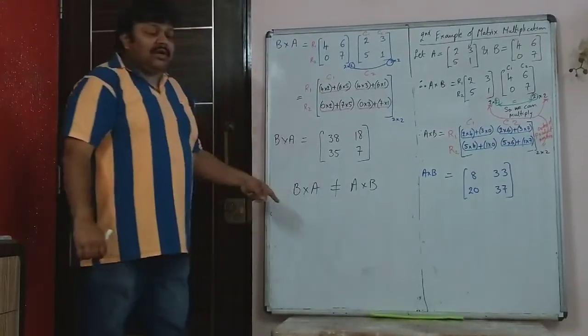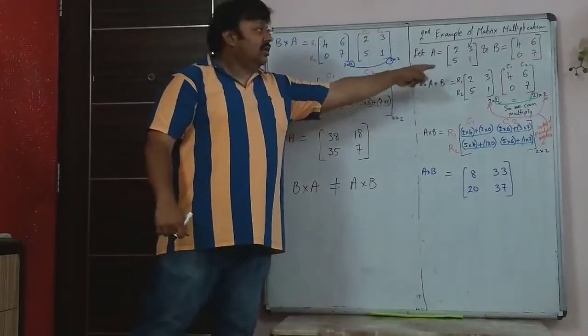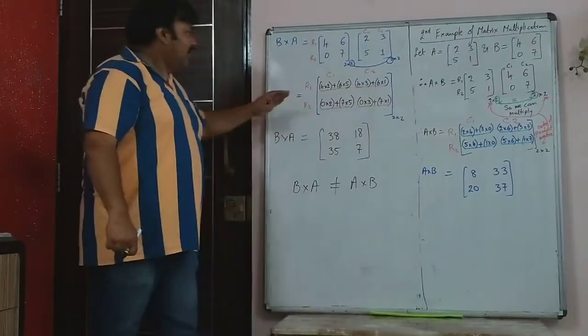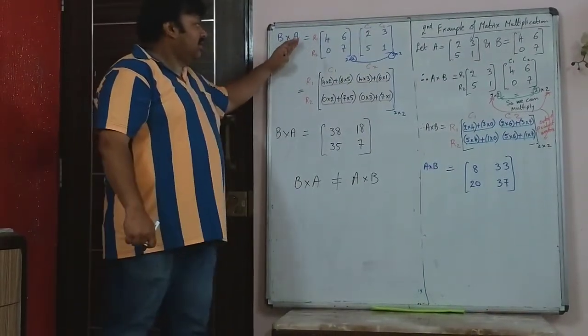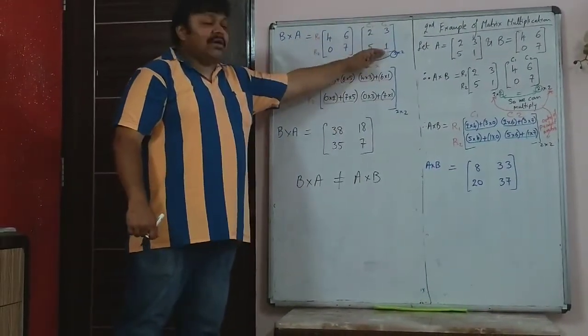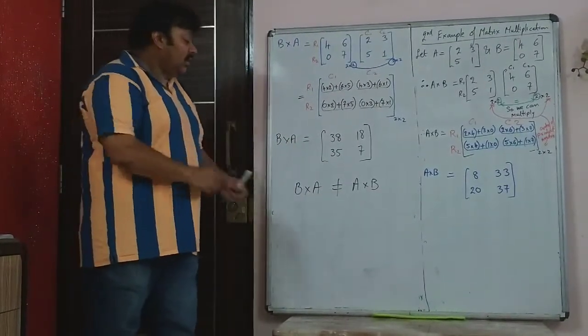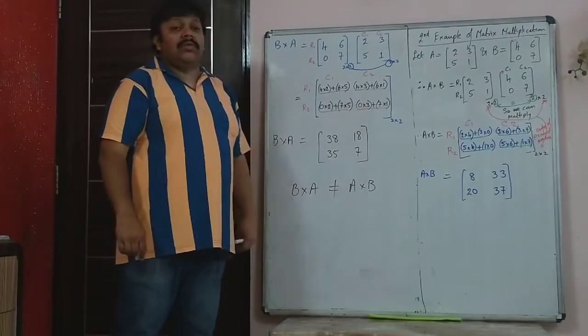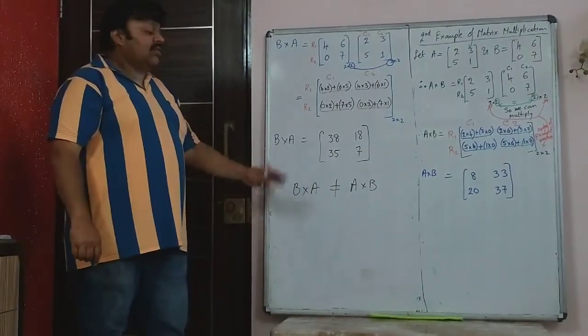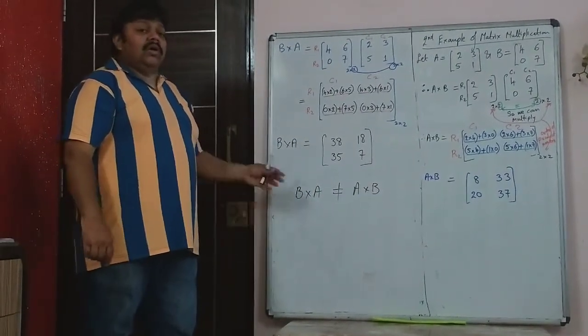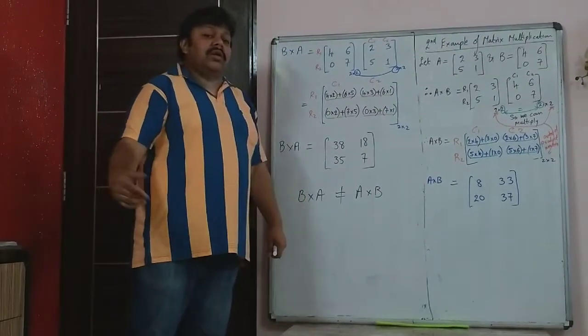So if you are asked A into B, write A first, then write B. If you are asked B into A, write the matrix B first and A second. You can't do it the reverse way, that is wrong. It won't give you the same answer. A into B is not equal to B into A. So now we proceed with the third classwork sum.